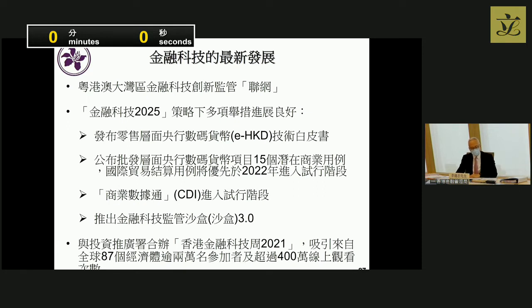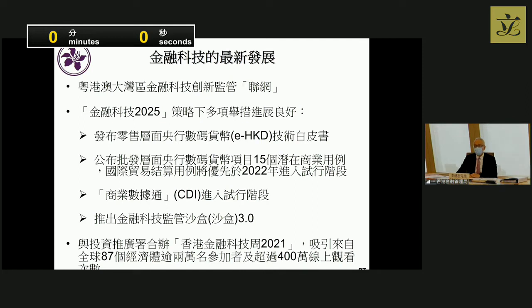And now I'll talk about fintech. We'll talk about the latest development. In the previous item, members have expressed a lot of concern on fintech. After we set up the fintech facilitation office, altogether we've launched 20 initiatives, and let me highlight a few key ones. For example, the e-Hong Kong dollar, the central bank digital currency, and at the wholesale level, we're working with the Bank for International Settlements and multiple central banks on conducting a pilot trial.